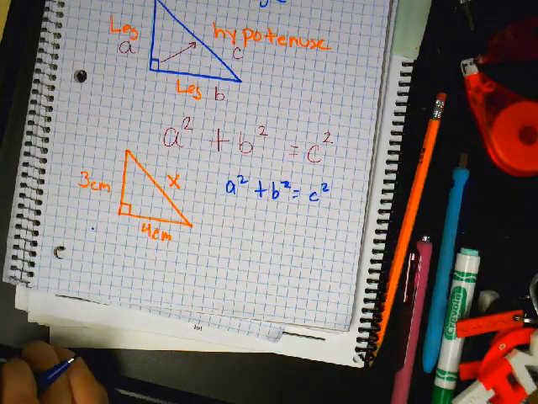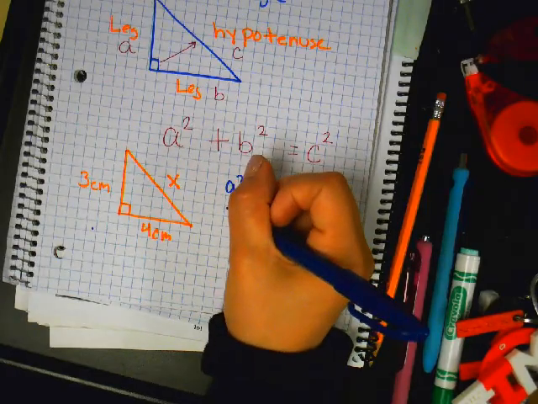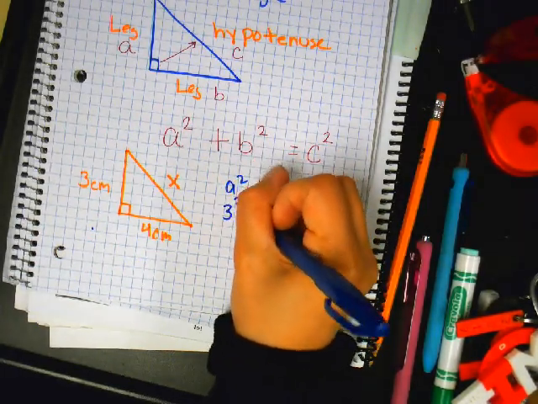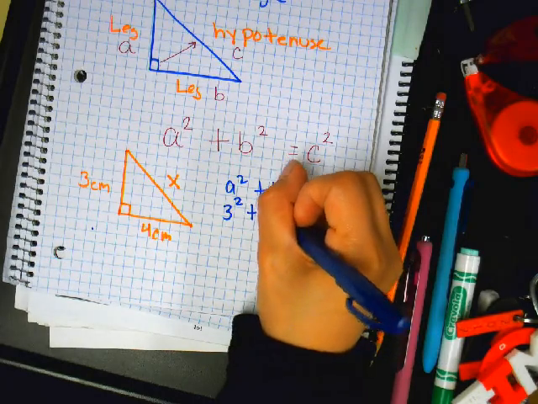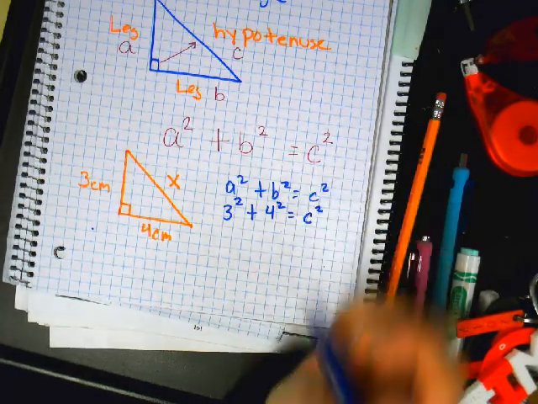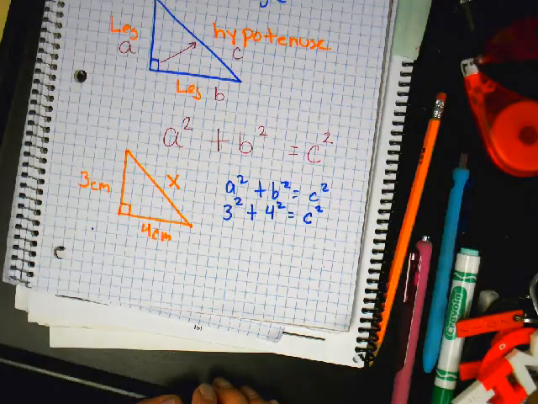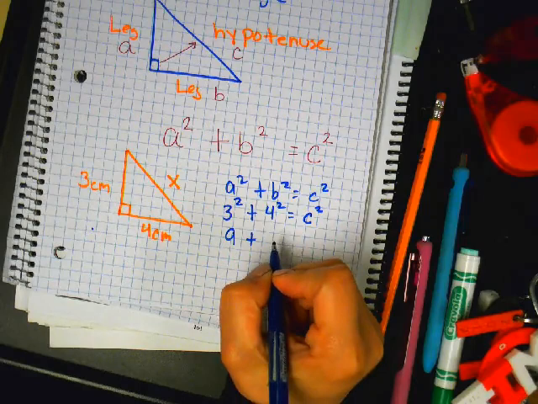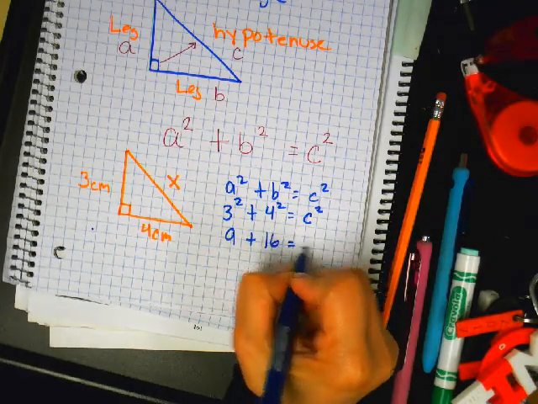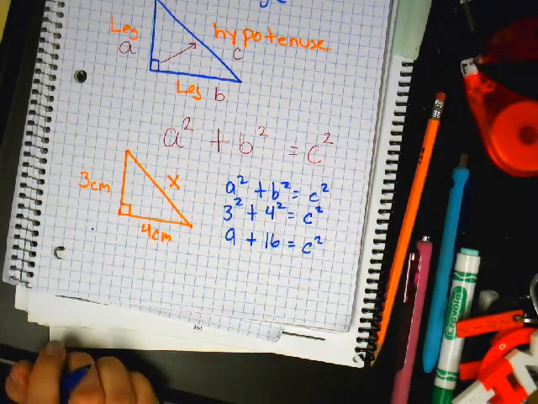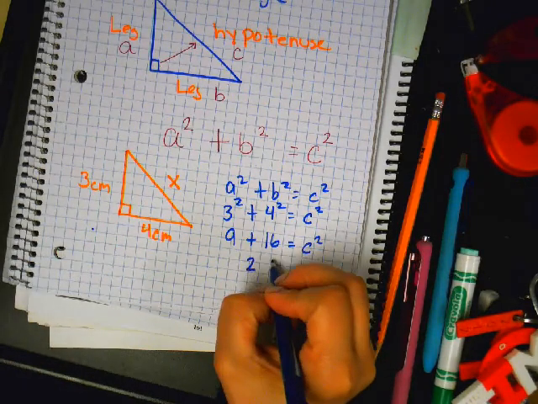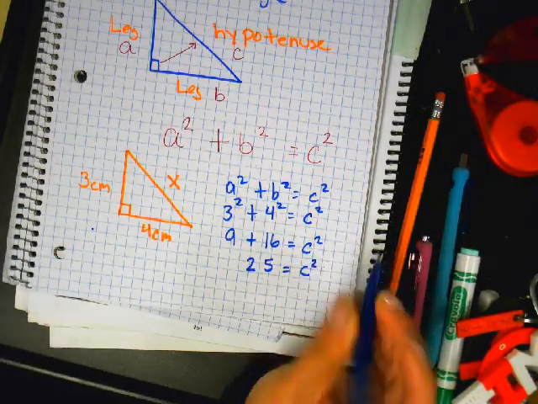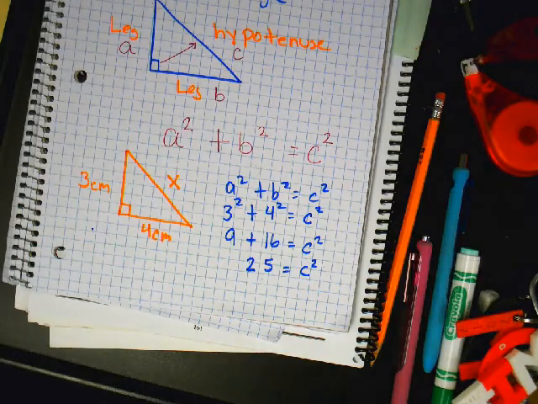3 centimeters. Sure. Could it be 4? Yes. 3 squared plus, what's my B? 4 squared is equal to C squared. What's 3 squared? 9. Plus 4 squared, 16, equals C squared. Yeah, 25. But I want C by itself. Right now it's C squared.